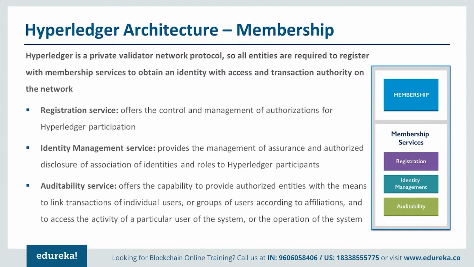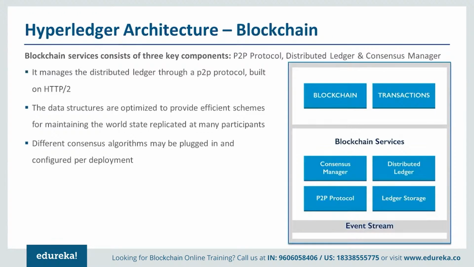So membership service provides you registration, it provides you identity management, where you can see the assurance and authorized disclosure of association of identities. So if I am authorized to do a particular role in the network, then somebody else will not be able to do it on my behalf, because only I can do it. And then there is auditability, because you have the complete trail of information, so you can always find the information.